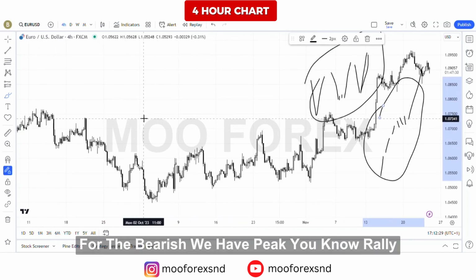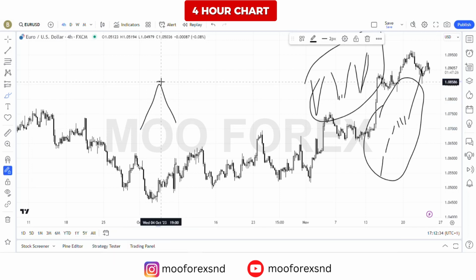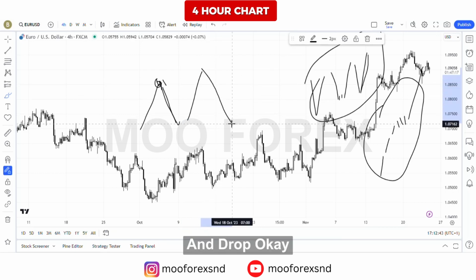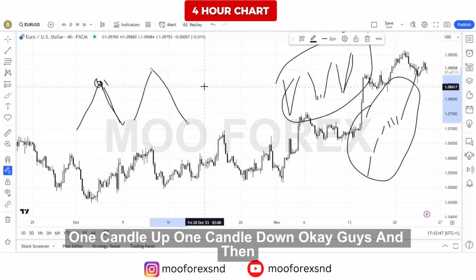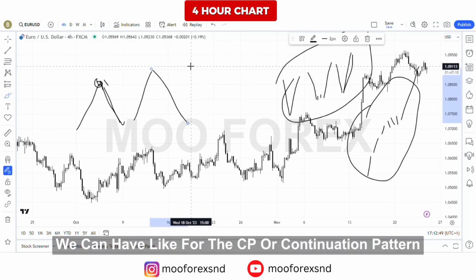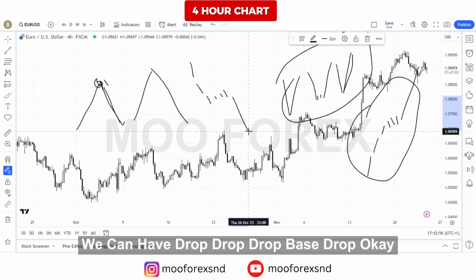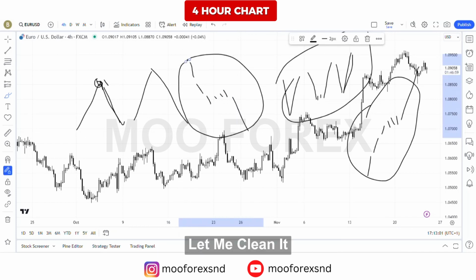Okay, for the bearish, we have peak, rally, rally, base, drop, or we can have a rally and drop. Okay, one candle up, one candle down. Okay guys, and then for the CP or continuation pattern, we can have drop, drop, drop, base, drop. Okay, that will be for the CP. Okay, let me clean it.